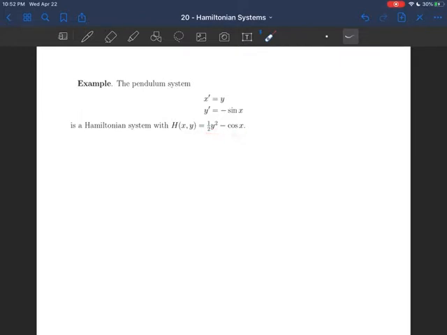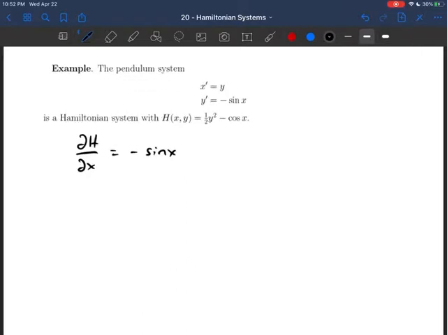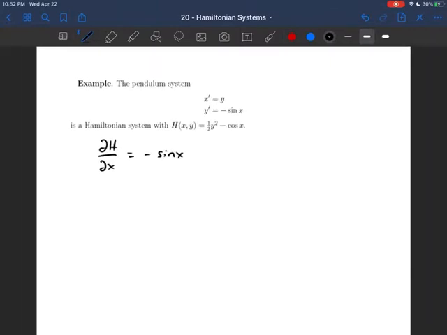So let's look at an example. This is our pendulum system again with g equals L. So we have x prime equals y and y prime equals minus sine of x. So this is a Hamiltonian system where our Hamiltonian is 1/2 y squared minus cosine x. How can we see that? Well, all we have to do is take a couple of partials. We take the partial of H with respect to x, and we get the y part is 0, and we get positive sine of x, of course. Come on, I have to know how to take my derivatives.